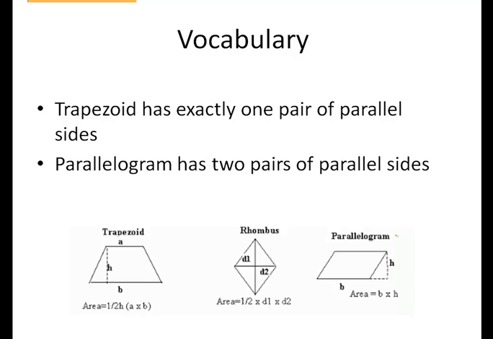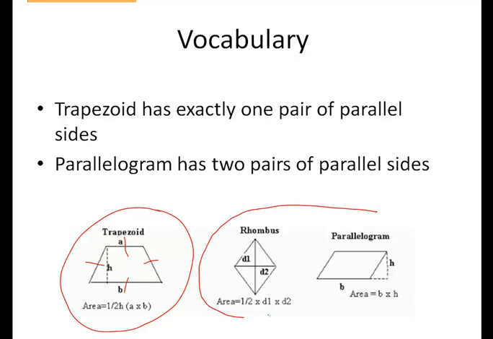Your vocabulary is not new, but we need to review it. A trapezoid only has one pair of parallel sides. As you see in this trapezoid, A and B are parallel, but these two are not. Although they appear the same, they're not parallel. They face each other. So that is called a trapezoid because it only has one pair of parallel sides, whereas the rhombus and the parallelogram over here both have two sets of parallel sides. So they are both parallelograms.